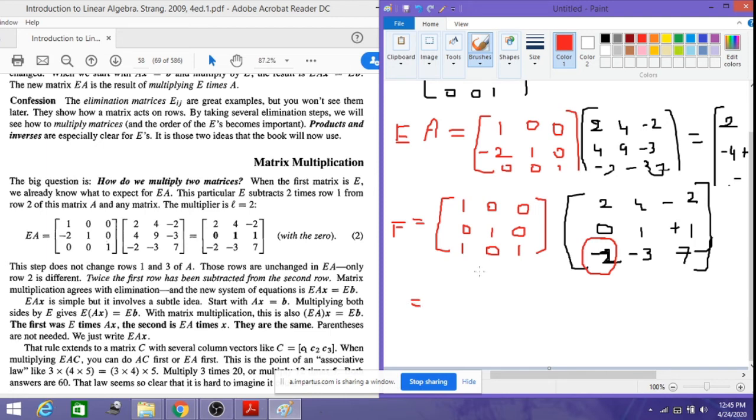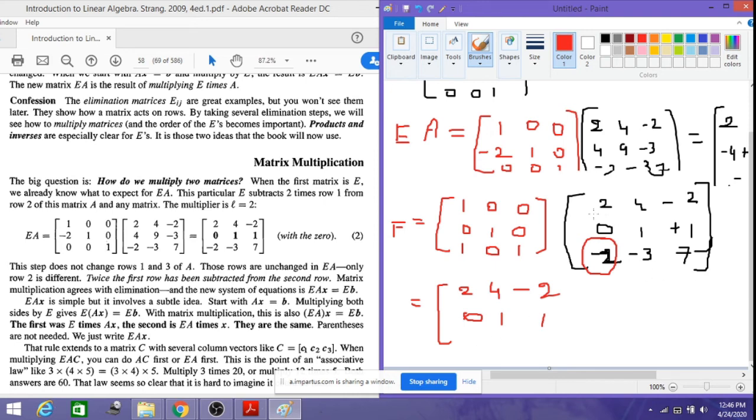So this is equal to, I'll get back my first row as it is. There is no change in the first row, so it is 2, 4, minus 2. So now the second row, I will multiply this. I'll get back my same terms here, 1, because all other values are 0 in that.